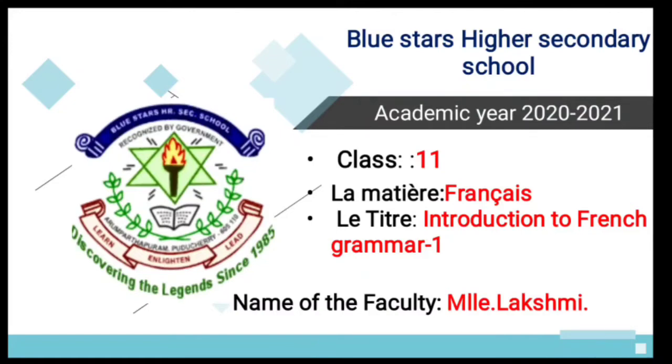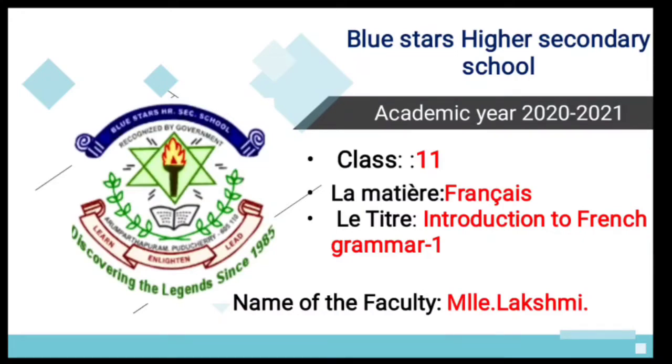So what are the accents? L'accent aigu, l'accent grave, l'accent circonflexe, le cédille and le tréma. There are 5 accents. And third one is le signe de ponctuation, that is the punctuation sign. What are the punctuation signs?